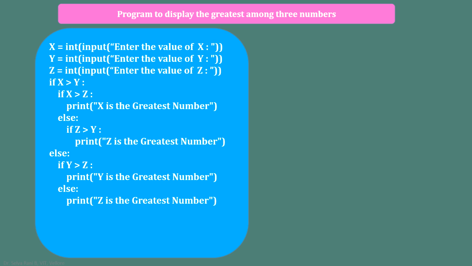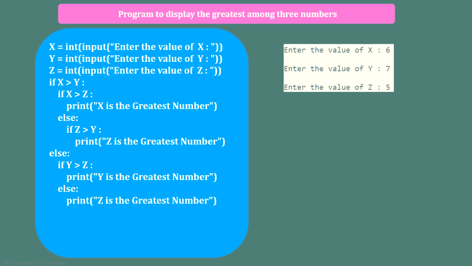Else is the part for the inner if structure, where we are checking the condition if z is greater than y. If it is greater than y, then we can conclude that z is the greatest number. What happens if the first condition itself fails? If x greater than y yields a value of false, then we have to check whether y is greater than z also. That can be given in the outer else part, if y greater than z. If it is true, we can display y is the greatest number. If it is false, we can conclude that z is the greatest number.